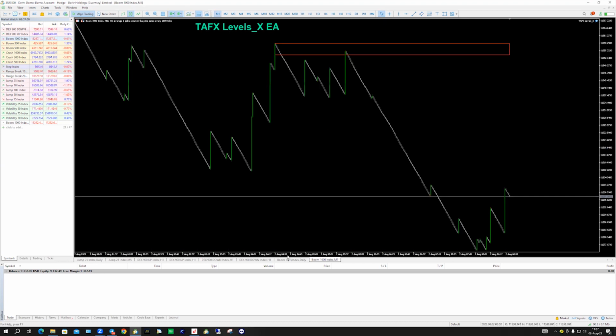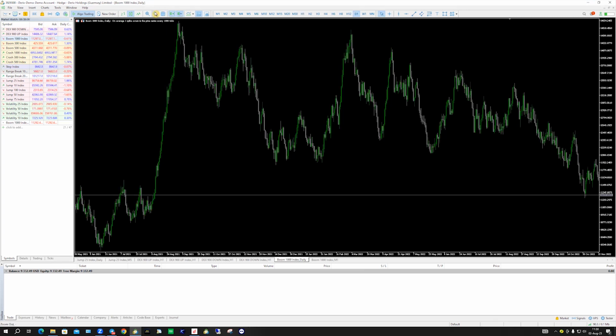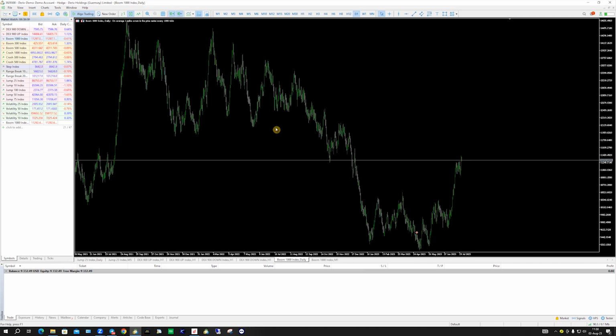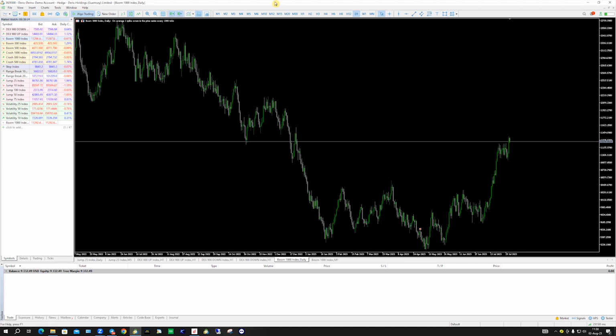Here in our daily time frame, it's talking about selling or buying, let us raise this handle. Something is missing. Where is our handle? Just a minute.